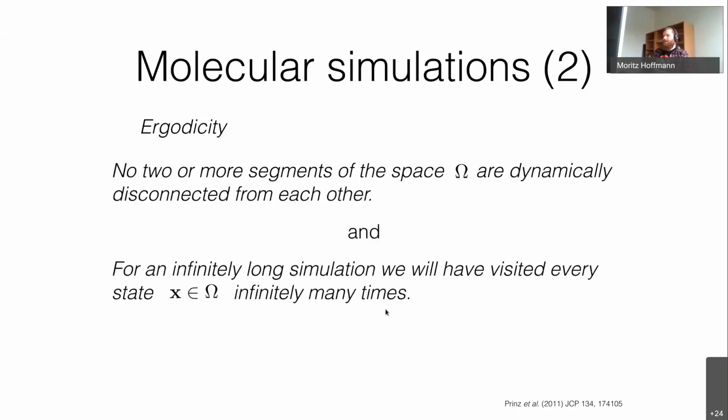And then we have some more properties. So we also have ergodicity. That means that our state space is practically not disconnected. So we can reach every region of the state space eventually. That means if we have a lot of compute power, and we simulate for a very, very long time, we will see every possible state that this system can attain. This is what this means, basically.